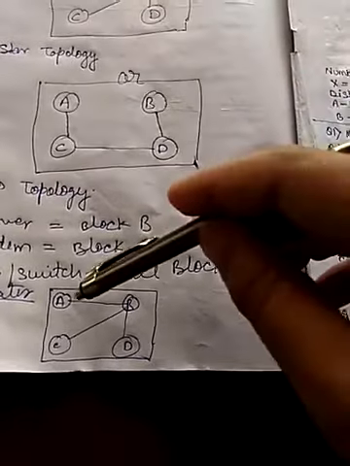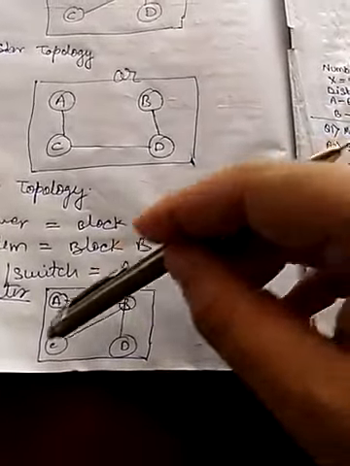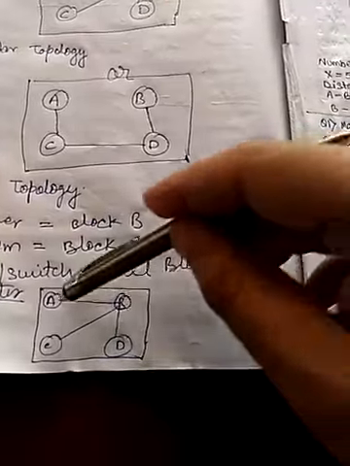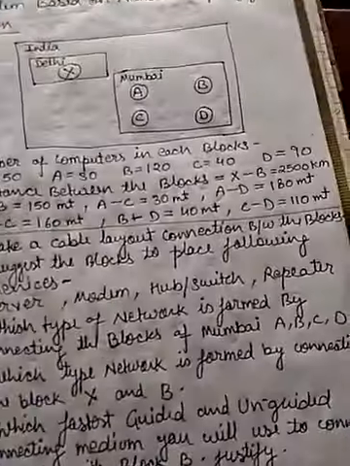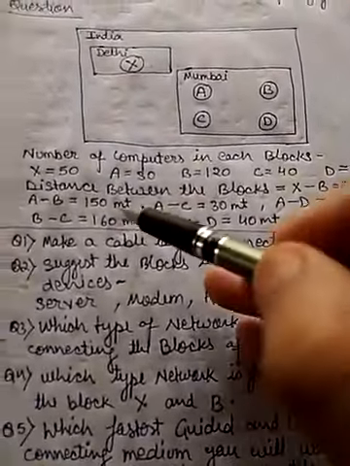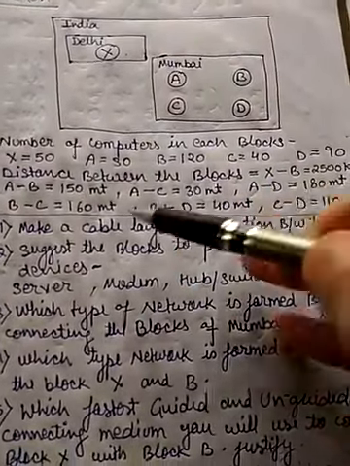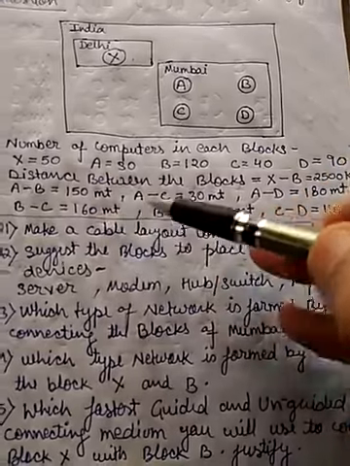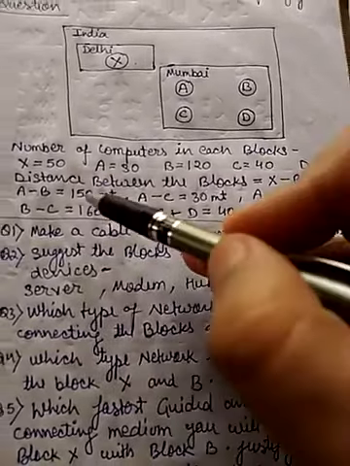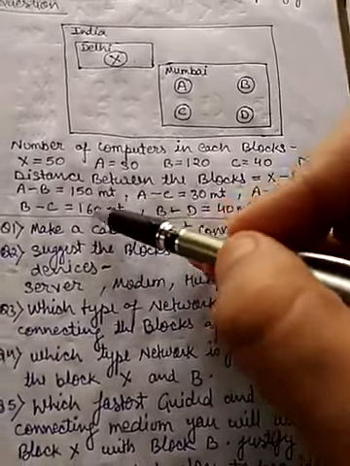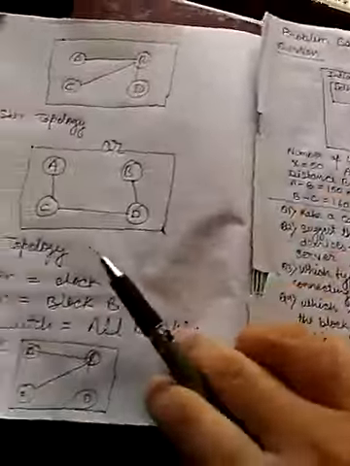So we are having three cable lengths: A to B, B to C, and B to D. Let us find out the distance. A to B is 50 meter, B to C is 160 meter, and B to D is 40 meter. So in this, in these two parts we require a repeater.